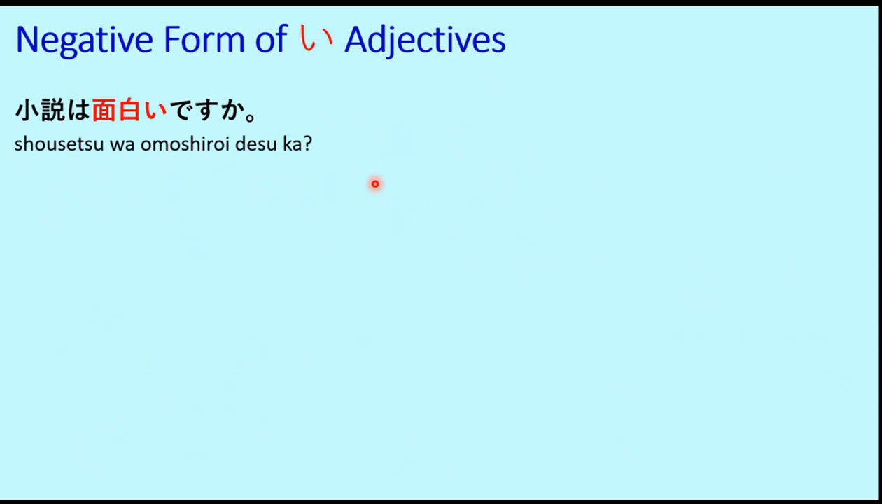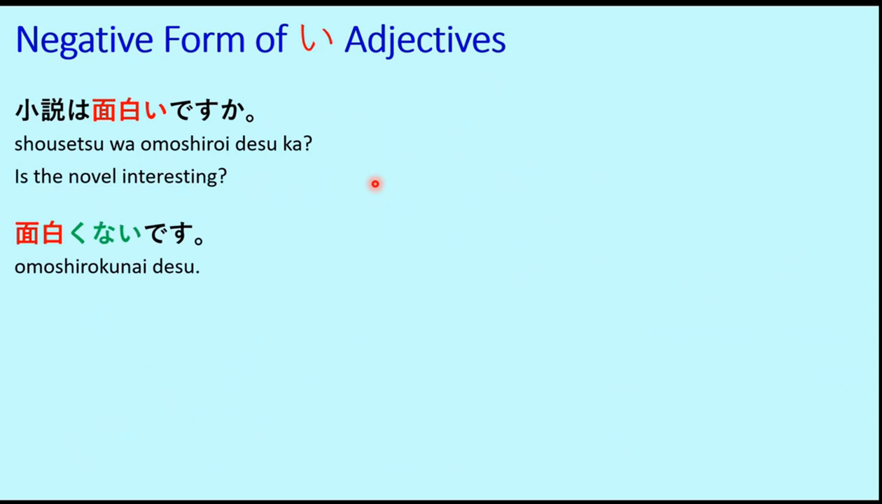So now let's look at some more examples of negative form of i adjectives. Shousetsu wa omoshiroi desu ka? As you know, shousetsu means novel and omoshiroi means interesting. So is the novel interesting? Omoshiroku nai desu. Omoshiroku nai desu means no, it's not interesting.